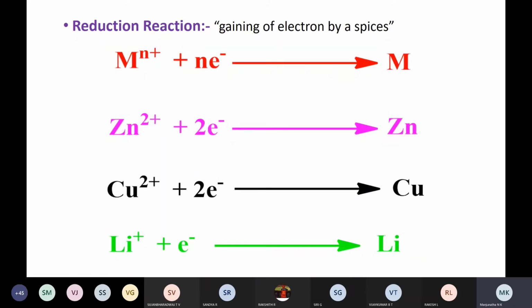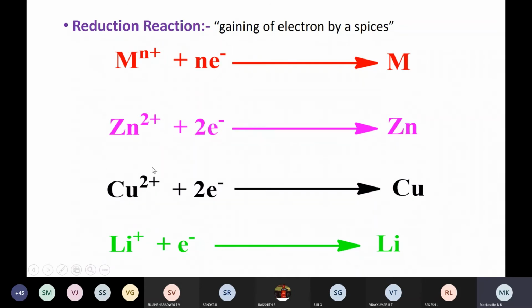First, metal ions like zinc ions, copper ions, silver ions, lead ions, lithium ions, etc. Once a metal ion gains the liberated electron from some other species, it is reduced to a metal. These types of reactions are called reduction reactions, that is, gaining of electrons by a species. For example, take a zinc ion. Once a zinc ion gains the liberated 2 electrons, it reduces to zinc metal. This gaining of electrons by zinc is called a reduction reaction.